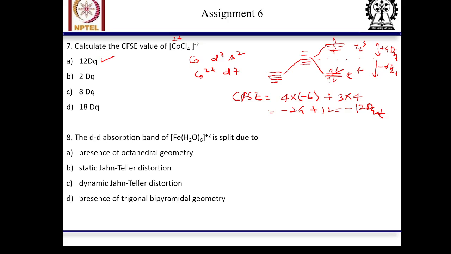The d-d absorption band of [Fe(H2O)6]2+ is split due to presence of octahedral geometry, static Jahn-Teller distortion, dynamic Jahn-Teller distortion, or presence of trigonal bipyramid geometry. What should be the answer?